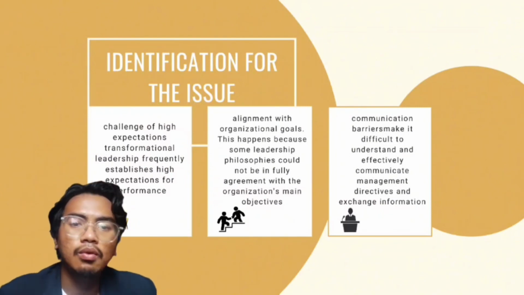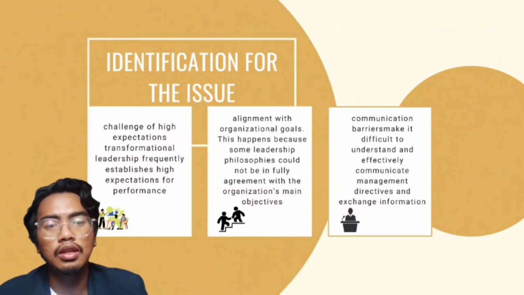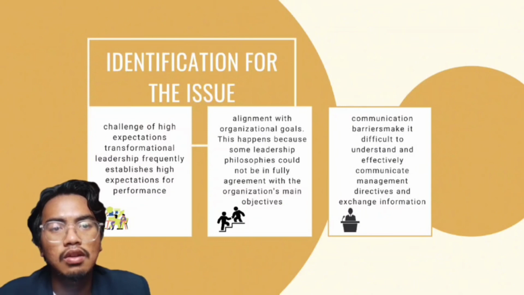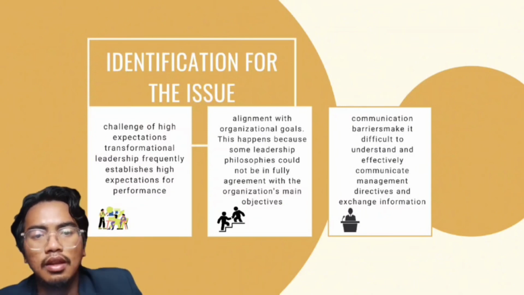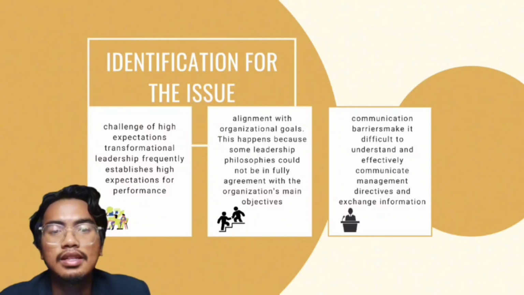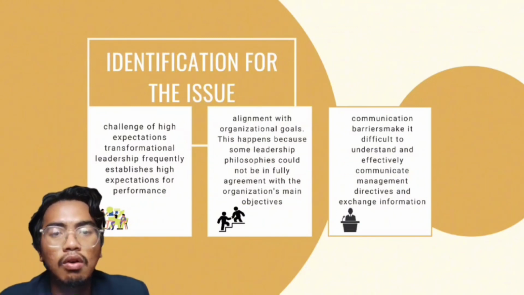Next, alignment with organizational goals. When there is a divergence between the leadership approach and the organizational foundation, conflict may arise, impeding the overall development and progress of the organization. Furthermore, the communication barriers. The presence of various communication approaches and potential language obstacles may hinder clear and seamless communication within a team or organization.